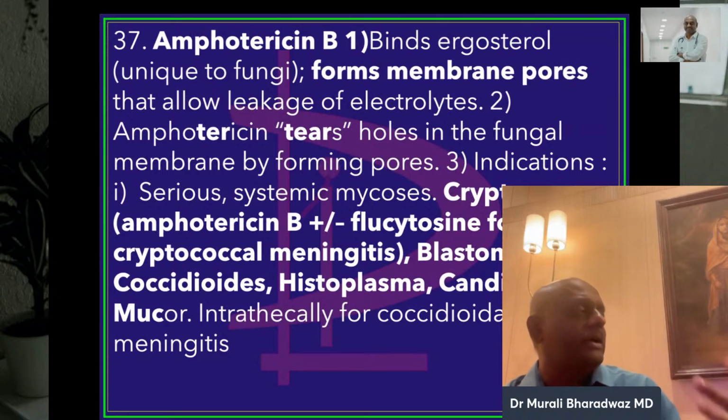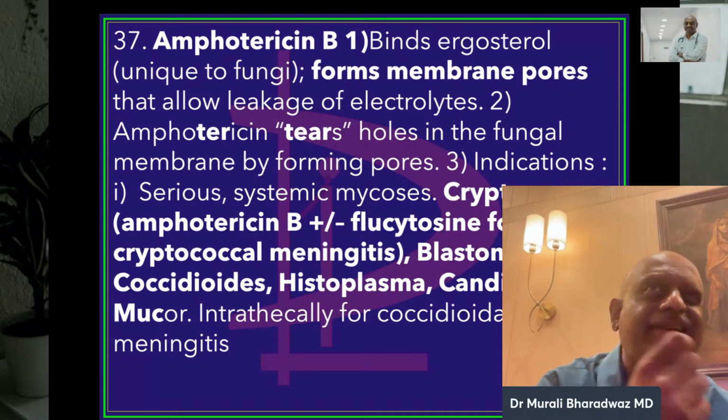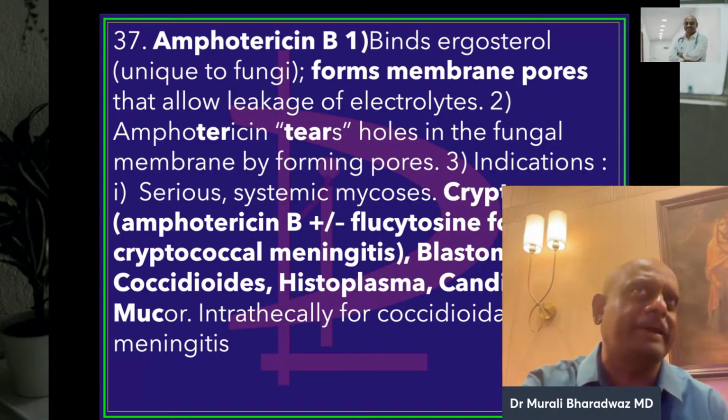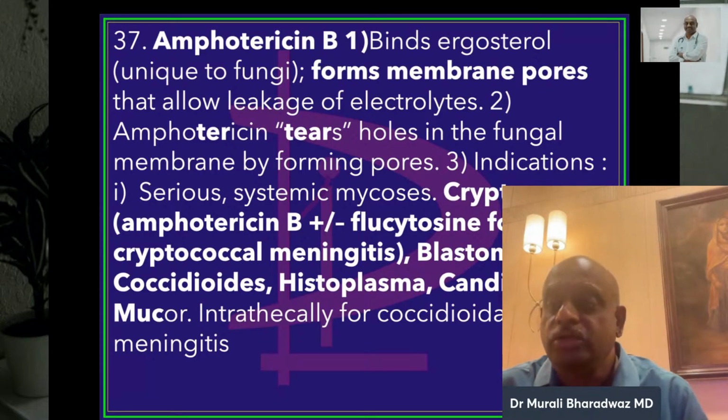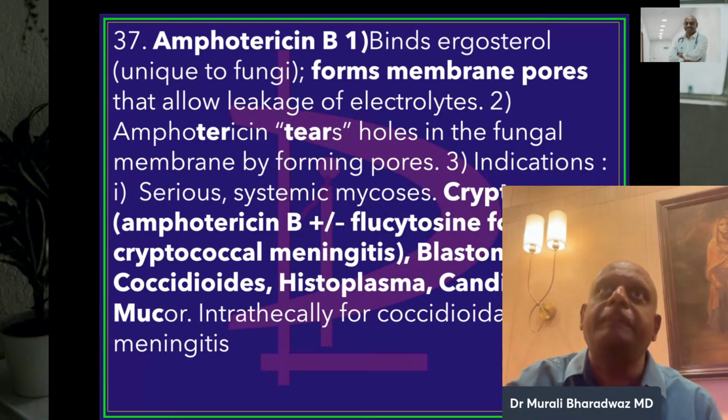Then comes antifungals. Amphotericin B binds with ergosterol, which is very unique to the fungi. It forms pores inside the membrane. It causes the leakage of the electrolytes from the fungus. So it creates tearing holes in the fungal membrane. That is the mechanism. So what are the side effects, doctor?